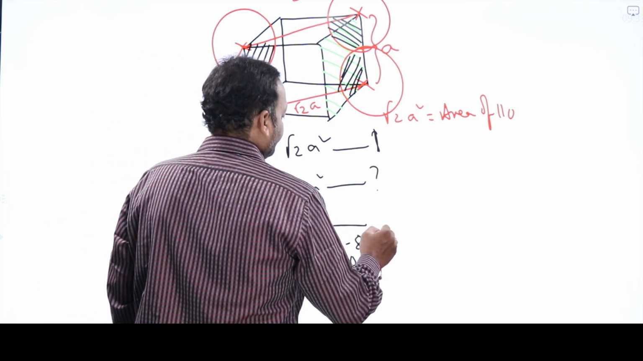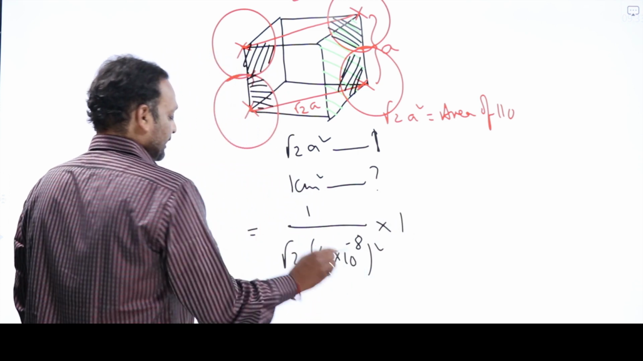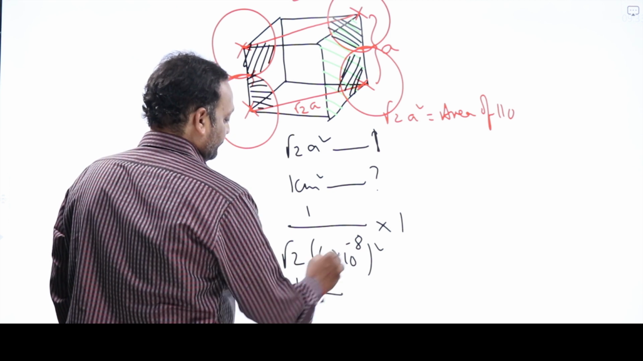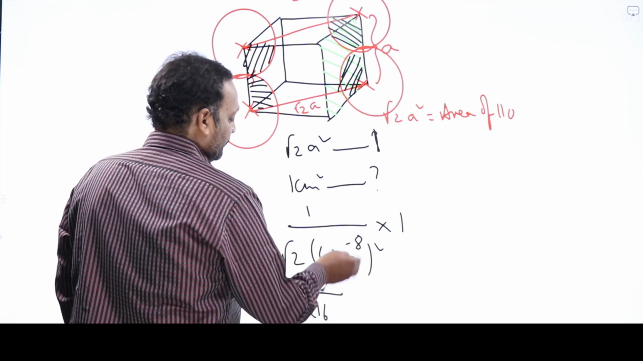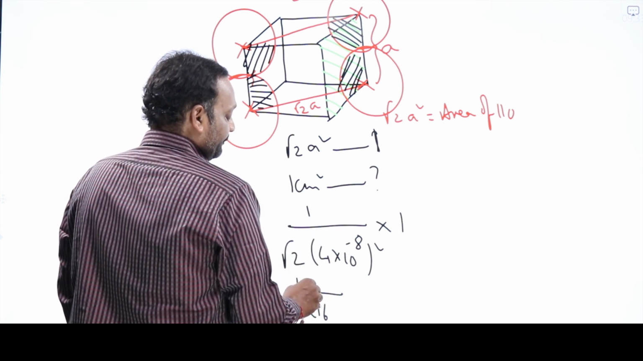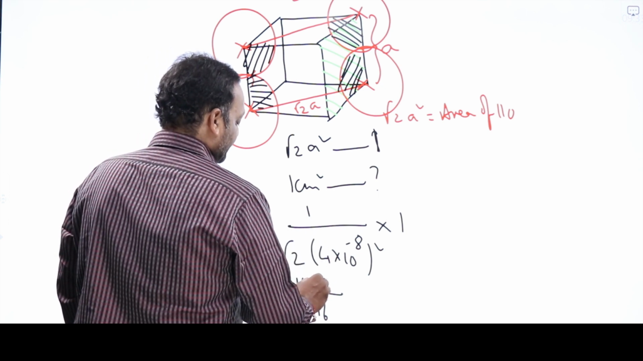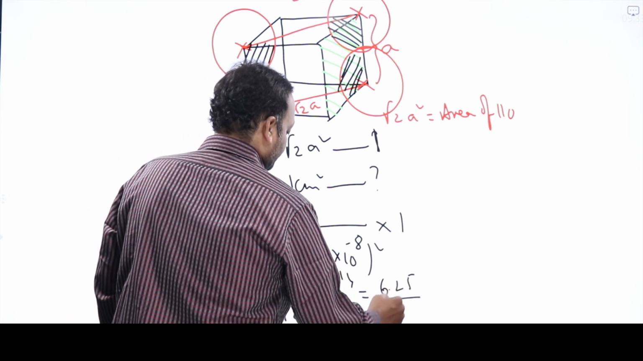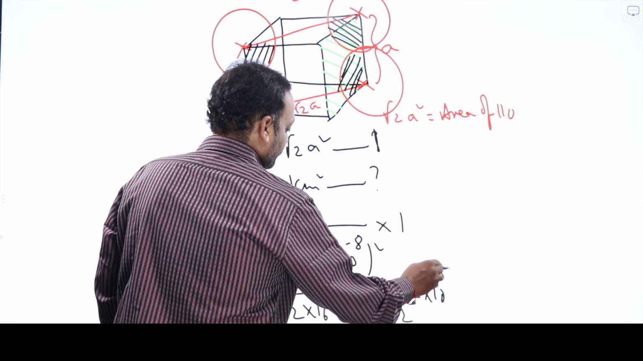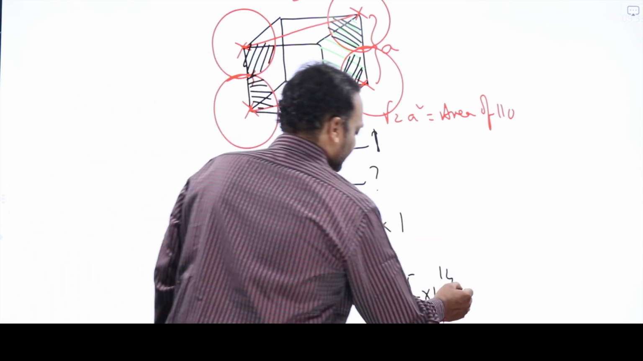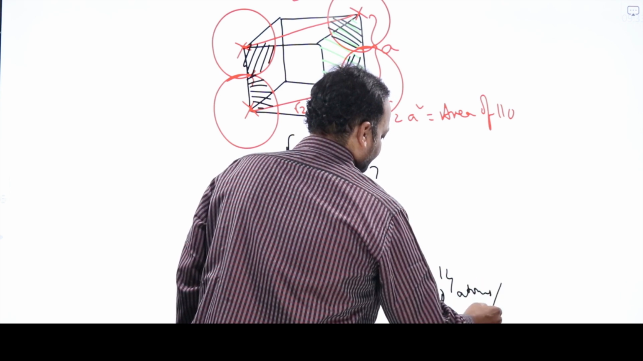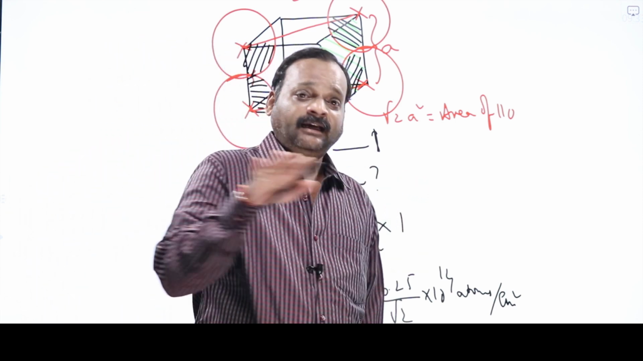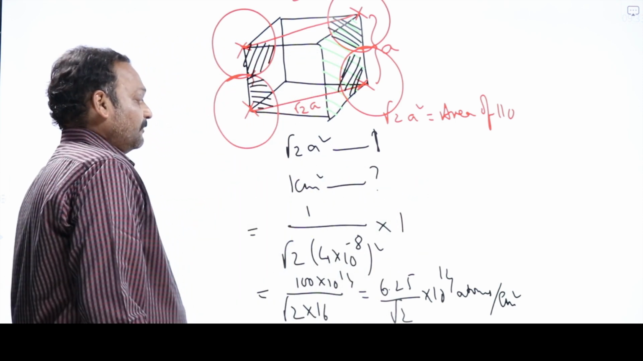Okay, whole square into 1. That is nothing but planar atomic density. You simplify that. It is nothing but 1 by root 2 into 16 into 10 to the power minus 16, which goes up and becomes plus 16. You can write this as 100 into 10 to the power 14, nothing but 6.25 as before. 6.25 by root 2 into 10 to the power 14 atoms per centimeter square, planar atomic density. Right, this is about the 110 plane.